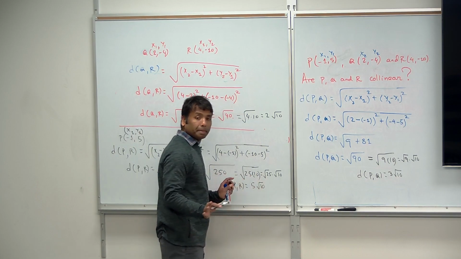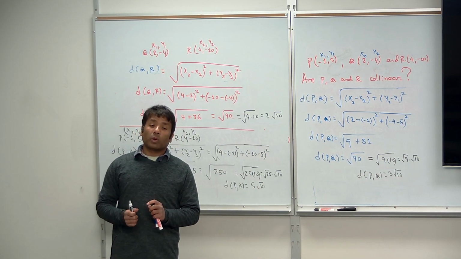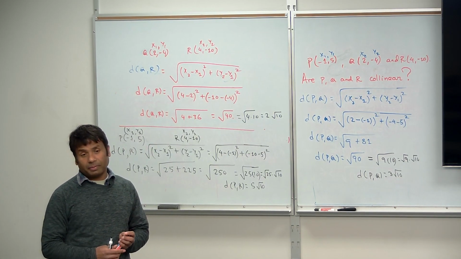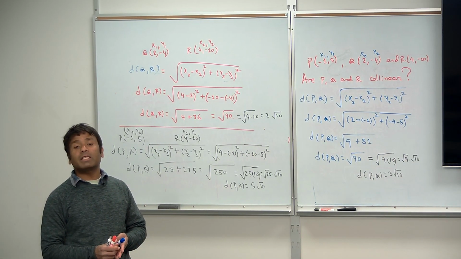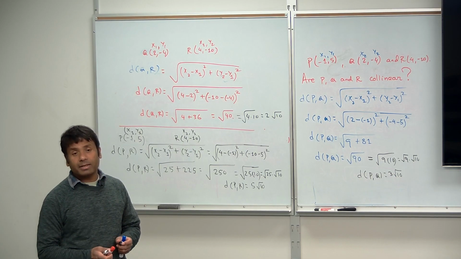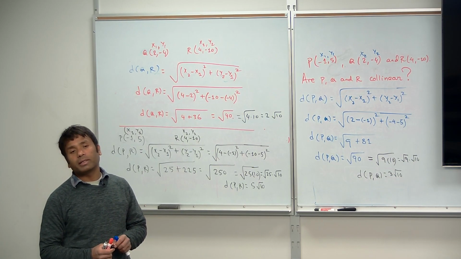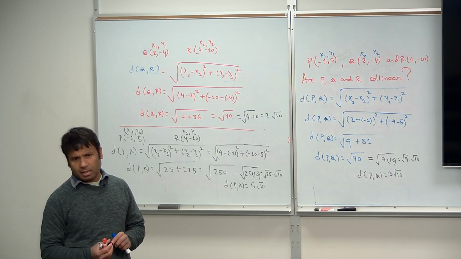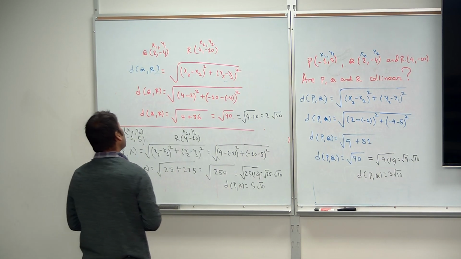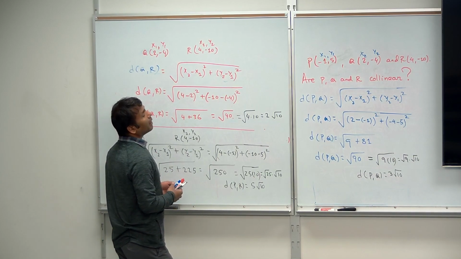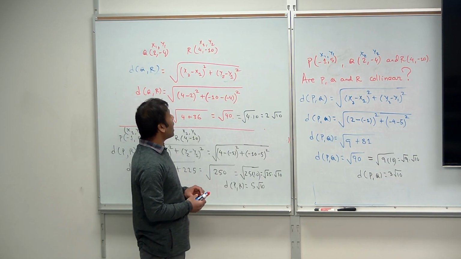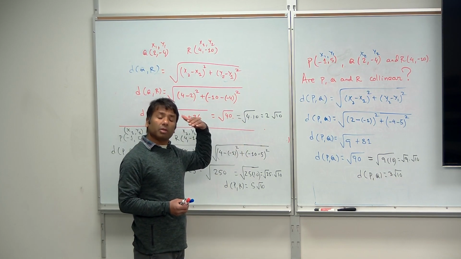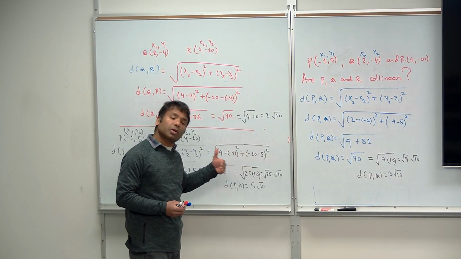So now you see these points are collinear if the sum of the distances between two pairs of points is equal to the distance between the remaining pair of points, right? So now look here, what do you think? Are they collinear? If you add up two distances, does it equal the third distance?